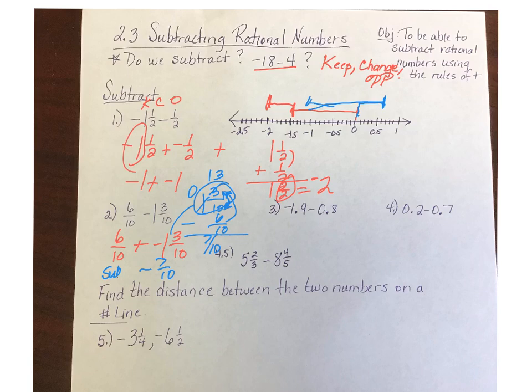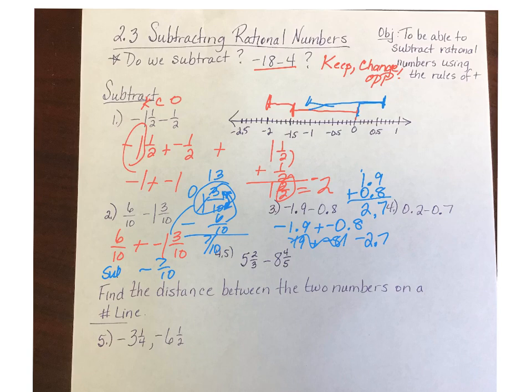This also works for our decimals. Negative 1.9 minus 0.8. We don't subtract, so we're going to keep, change, opposite. Let's say this was really negative 19 plus negative 8, okay? What would we really be doing to those? We'd really be adding them. So the rule for adding and subtracting decimals, you line them up. So 1.9 plus 0.8, that's 17, carry the 1, 2.7, and I keep the sign, negative 2.7.